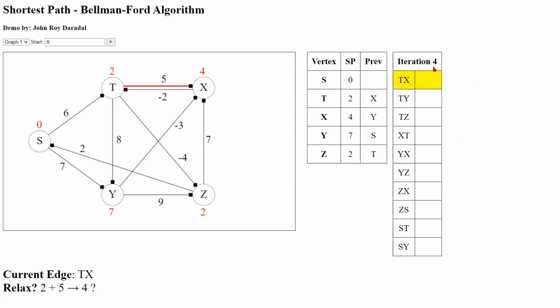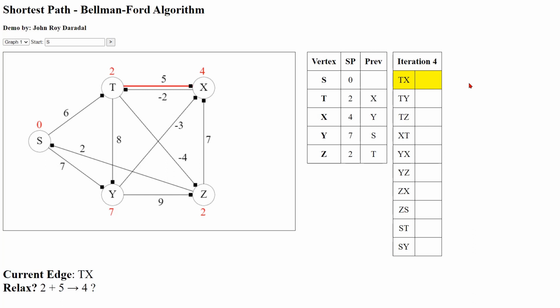And iteration number 4 is already the last round because we only have how many vertices? We have 5 vertices. So we will go from iteration 1 to iteration 4. So n is 5, so n minus 1 is 4. So this will be the last round already, regardless of whether there are relaxations or not.